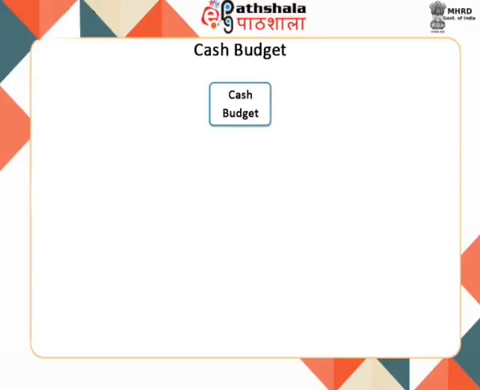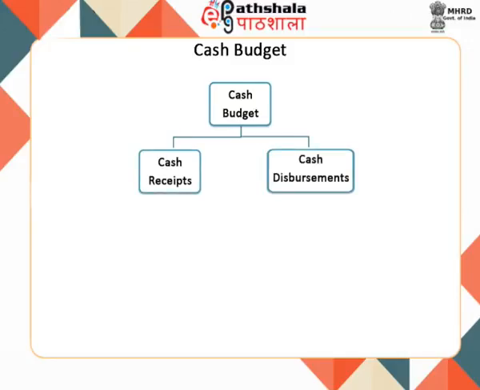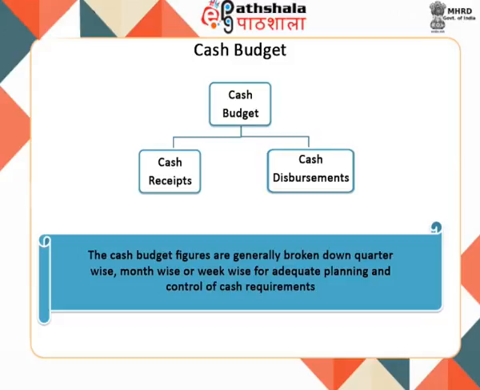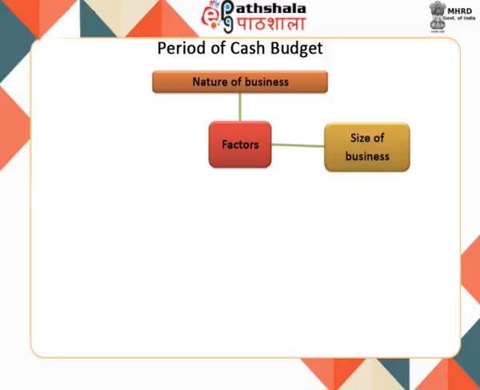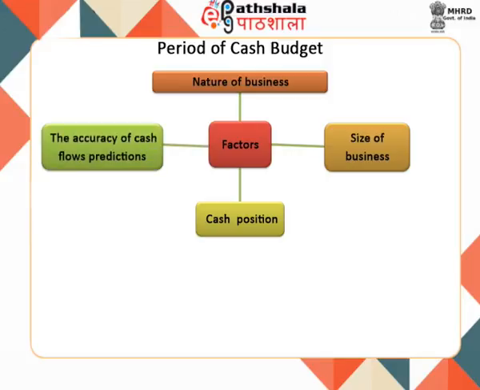The cash budget consists of two parts: 1. Cash receipts, 2. Cash disbursements. The cash budget figures are generally broken down quarter-wise, month-wise, or week-wise for adequate planning and control of cash requirements. The planning horizon of a cash budget depends on a number of factors such as nature of business, size of business, cash position, the accuracy with which cash flows can be predicted, etc.